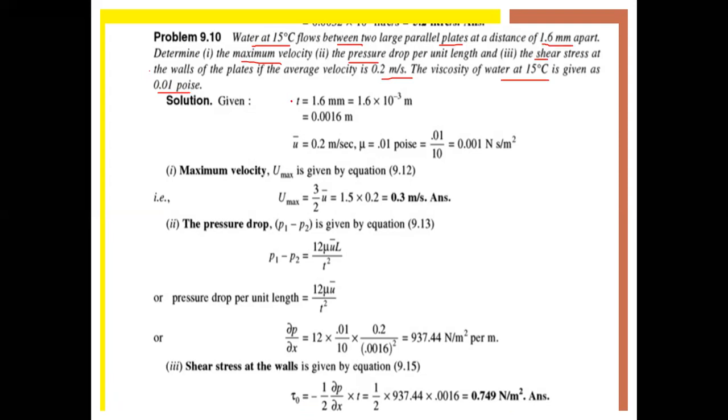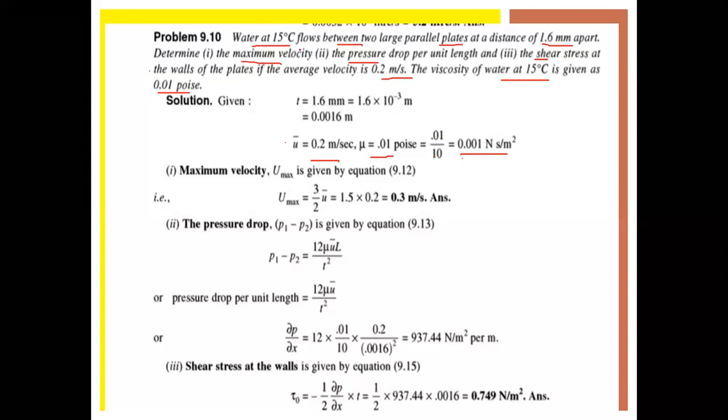And what's the given data? The thickness T is equal to 1.6. Therefore, 1.6 into 10 to the power of minus 3 meter, convert it like that. That is 0.0016 meter. Next, what is the next given? The average velocity, U bar, is equal to 0.2 meter per second. Next, what is the viscosity? Viscosity mu is equal to 0.01 poise. 0.01 by 10, that is 0.001 Newton second per meter square. So that is the given data.